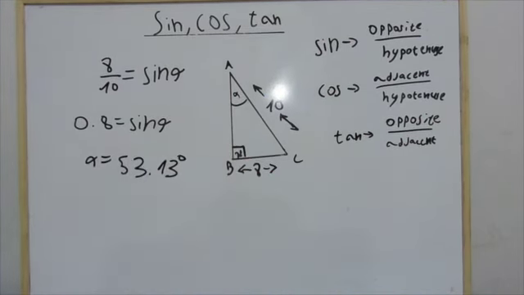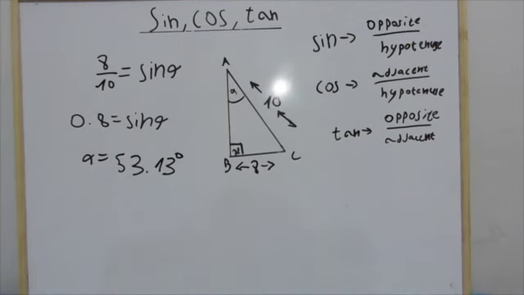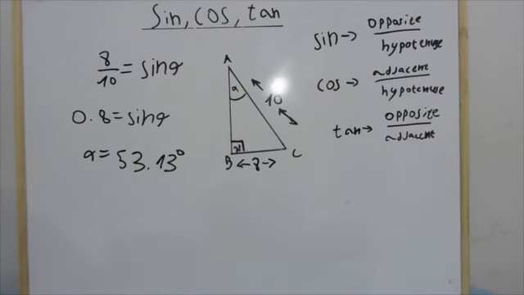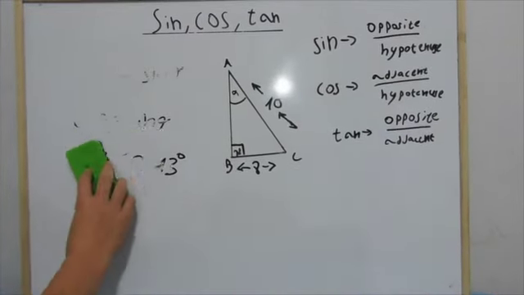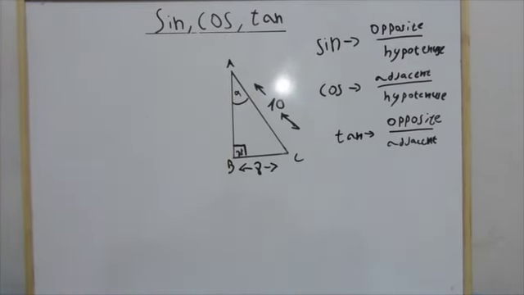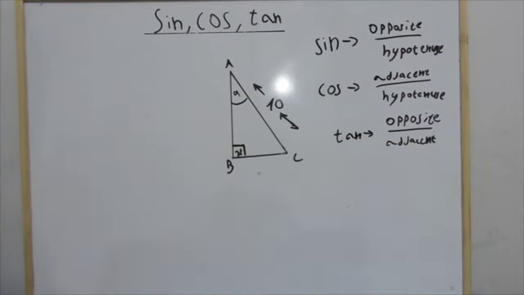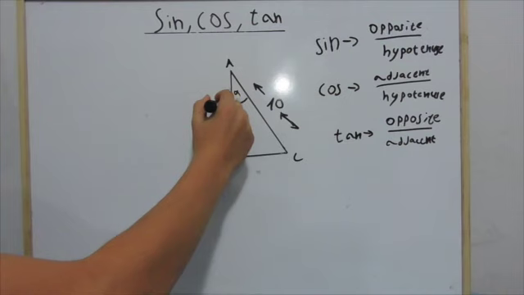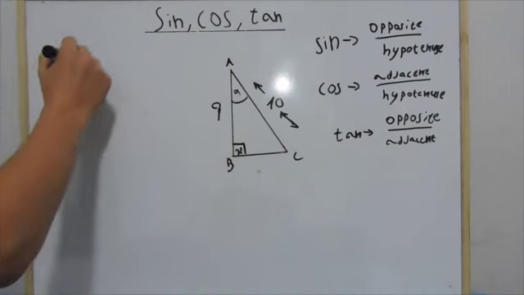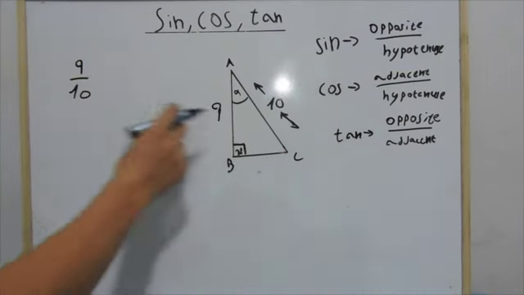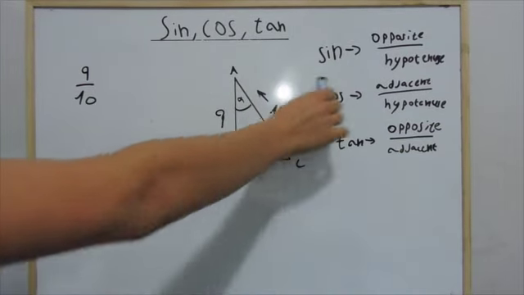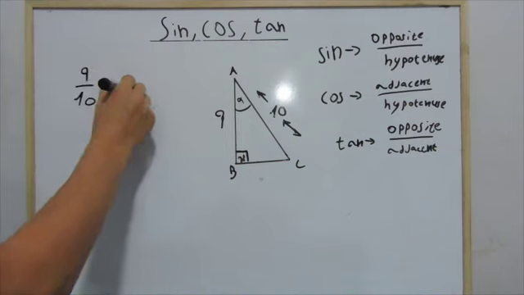So that's pretty simple. Now let's try another problem, just this time with cosine. Okay, now let's just say we have, instead of the opposite, the adjacent. Let's make this 9. Okay, so same thing basically, 9 divided by 10. Cosine is the adjacent, which is 9, divided by 10, which is the hypotenuse, equals cosine alpha.